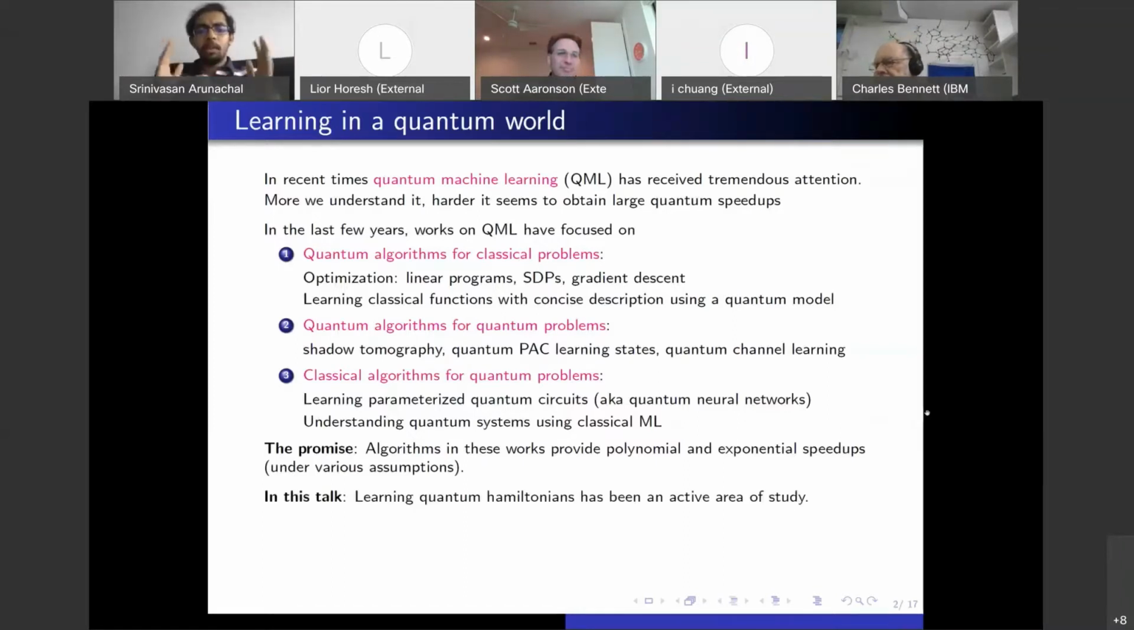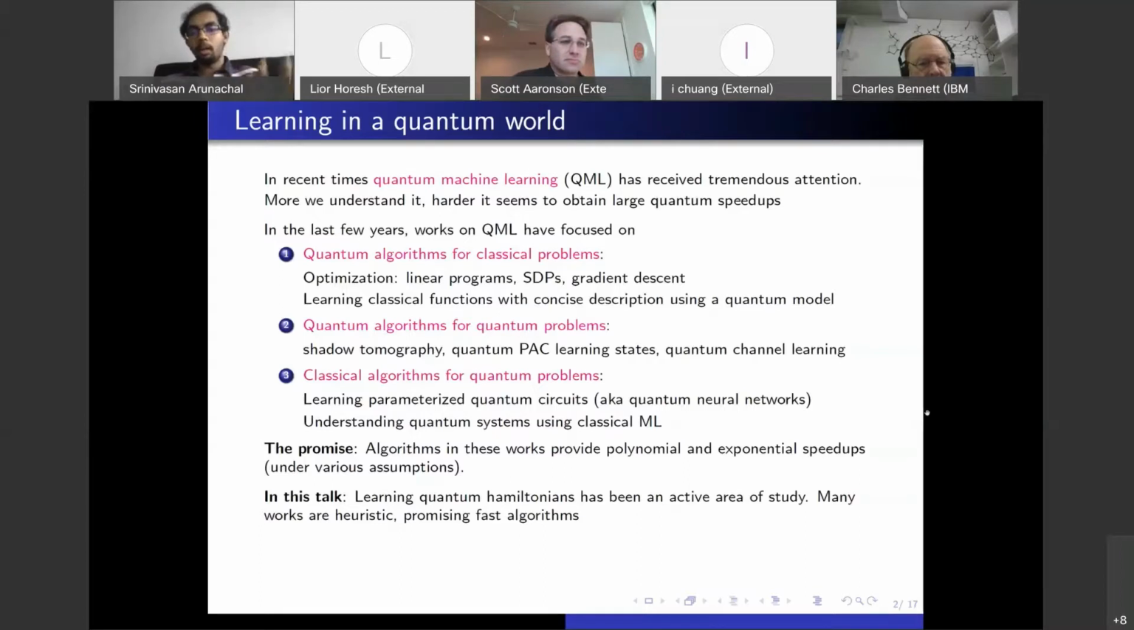And in this talk, I'm going to be talking about something which falls in the category between 2 and 3, and that's learning quantum Hamiltonians. This has been an extremely active area of study in the past few years. If you just Google learning Hamiltonians, you'll find many papers that provide clues as to why there should be a quantum way to learn Hamiltonians.